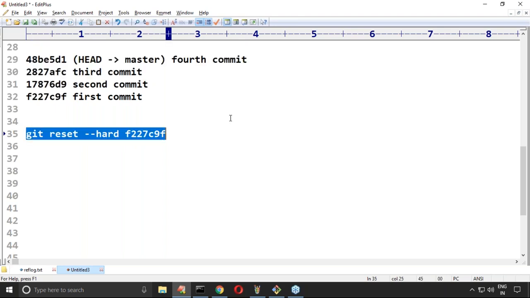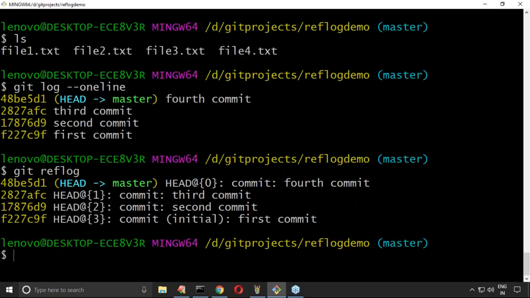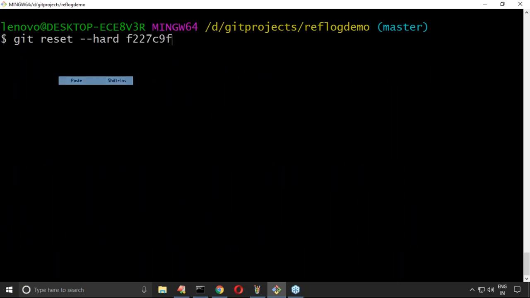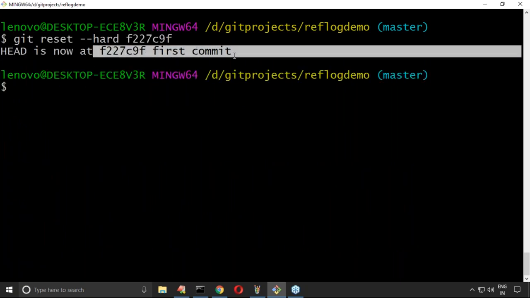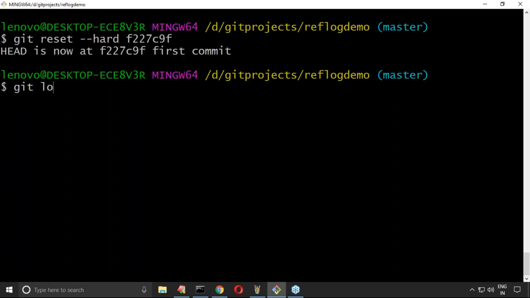Let me do that. Have a look at this commit. Yes, HEAD is now pointing to it. Now git log with the one line option. How many commits will be there?